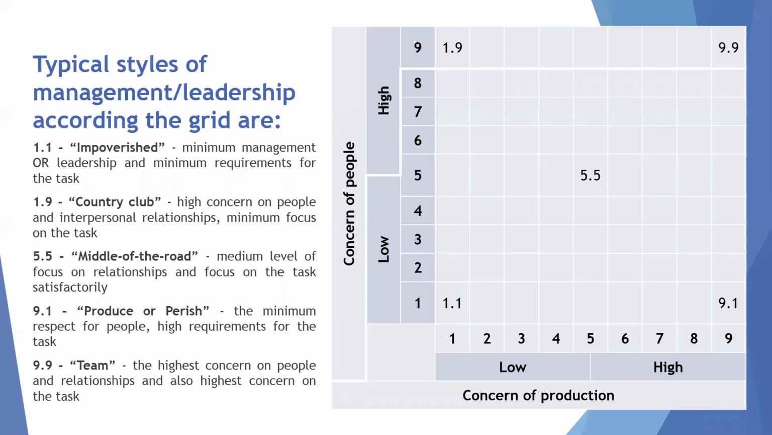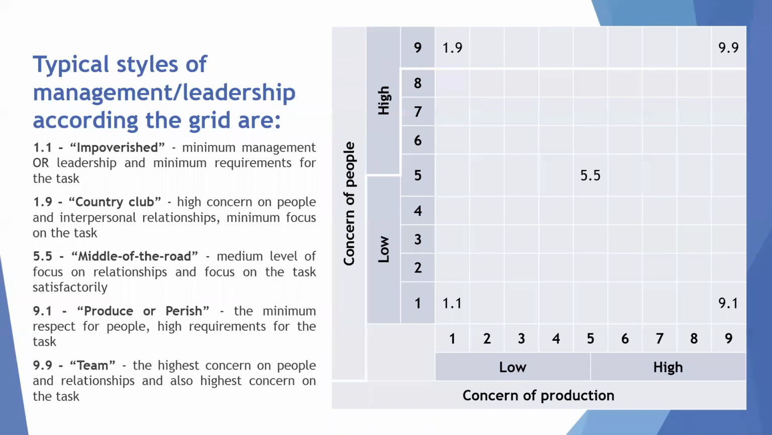Next one, we move on to 9.1. Actually, at the end I will talk about the 5.5. Okay, I'll talk about the 5.5 now. In this particular axis, concern for production goes to 5 and concern for people also goes to 5. It says middle of the road, a medium level of focus on relationships and focus on the task satisfactorily. That means this organization is equally balancing both. They are concentrating on the organization's productivity as well as the employees of the organization. So they are maintaining a middle range. This is what it says about the management. Middle of the road management is equal concern for production and equal concern for people.